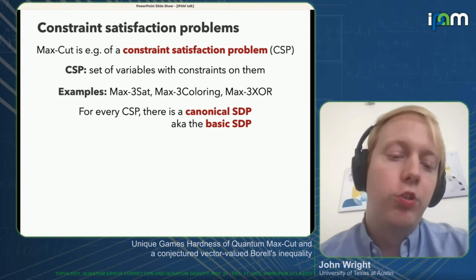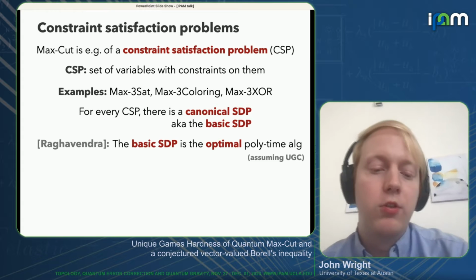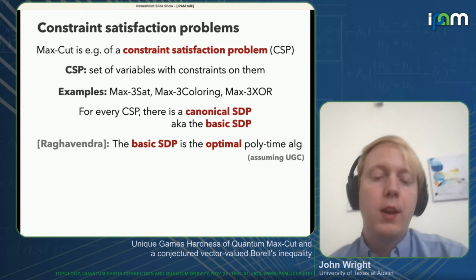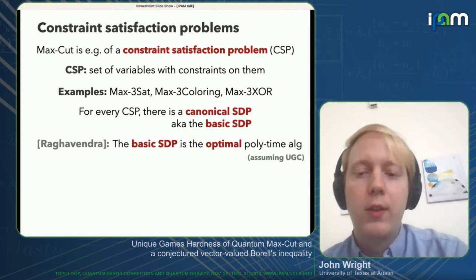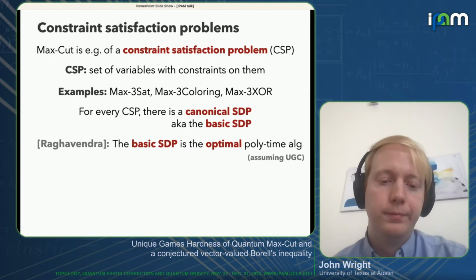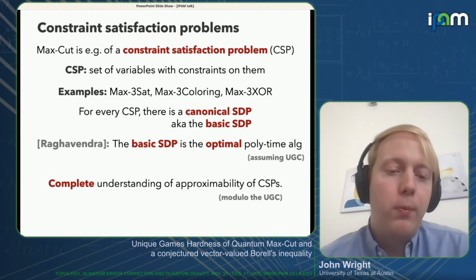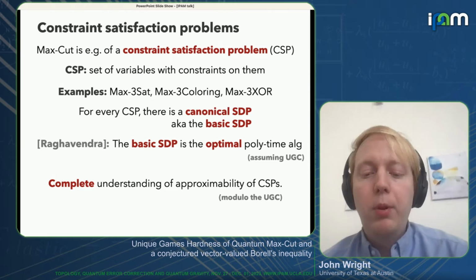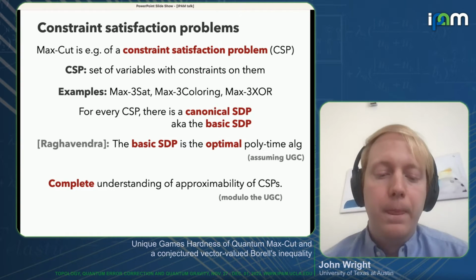And what Raghavendra showed, following up on the work of Mossel, Oleszkiewicz, and O'Donnell and KKMO, is that the basic SDP is always the optimal polynomial time algorithm for every constraint satisfaction problem, again, assuming the unique games conjecture. So this gives us a complete understanding, not just of the approximability of max cut, but of the approximability of all constraint satisfaction problems, at least modulo the still unproven UGC.